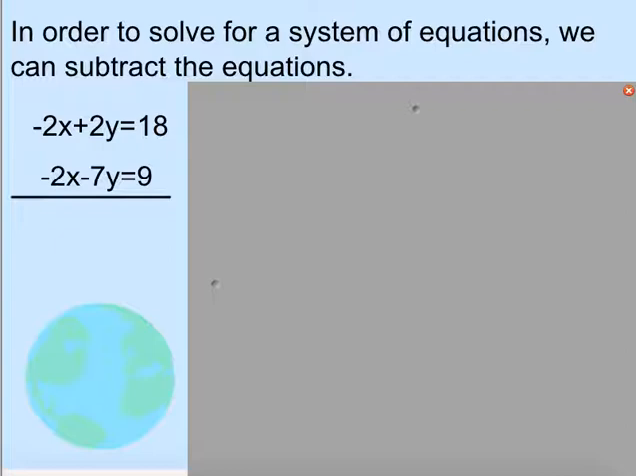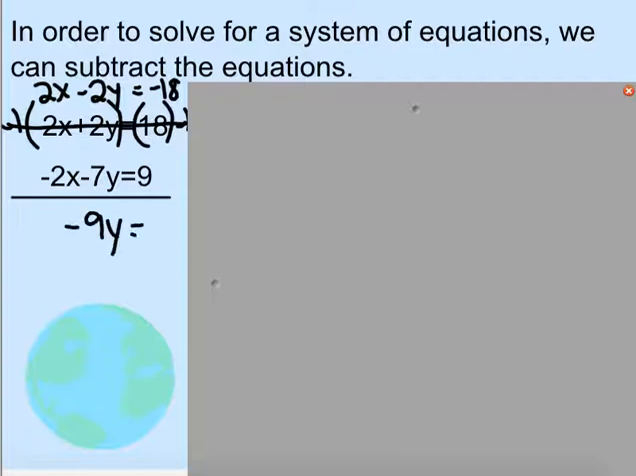So maybe I decide to change my first equation and multiply it by negative 1 on each side. We got to do it on each side. And when we do that, we get an equation of 2x minus 2y is equal to a negative 18. So that when we add these together, I just have to add. I get 2x plus a negative 2x, well, that's a 0x. Negative 2y plus a negative 7y gives me a negative 9y. And a negative 18 plus 9 gives me a negative 9. So that when I solve for y, I find that y is equal to 1.